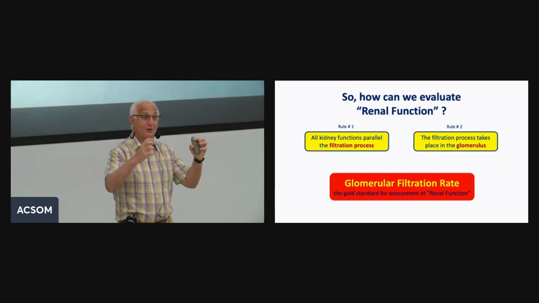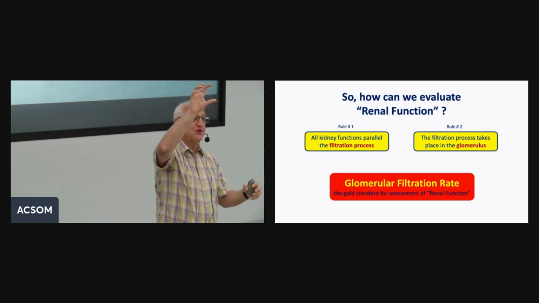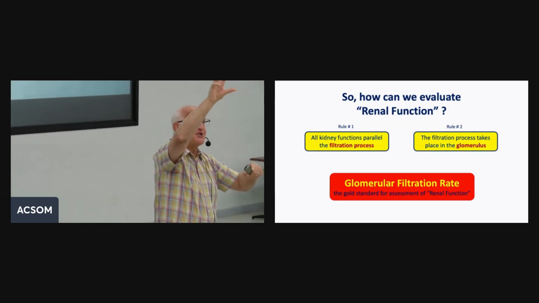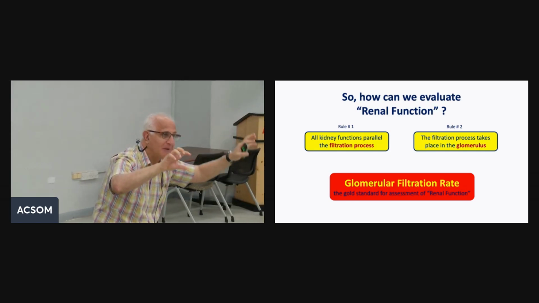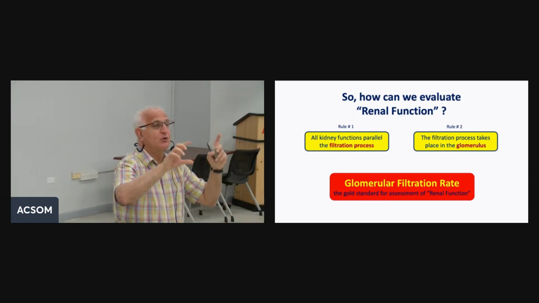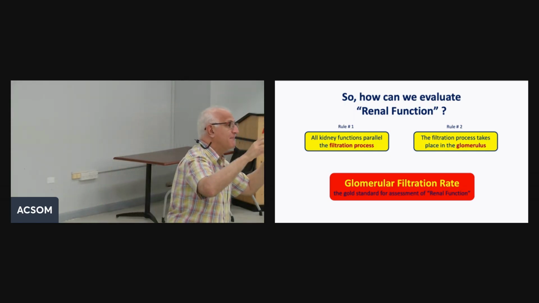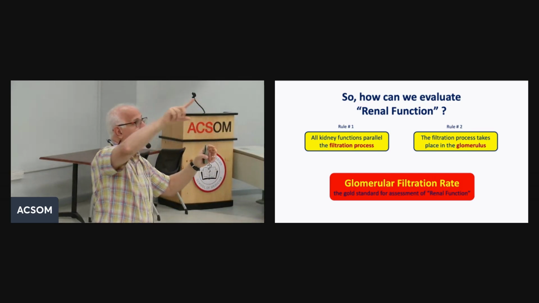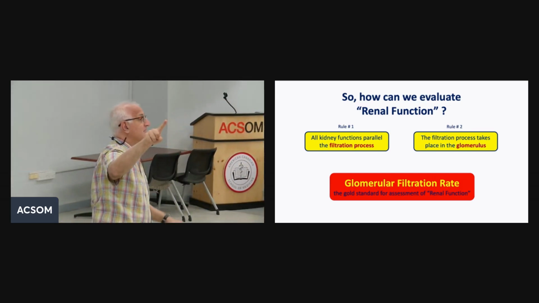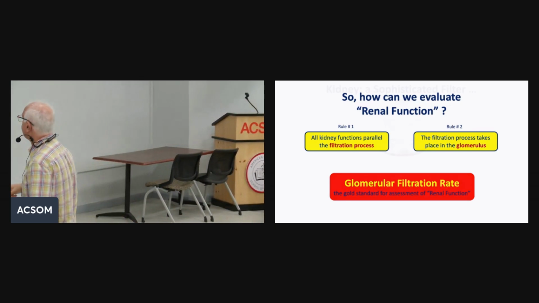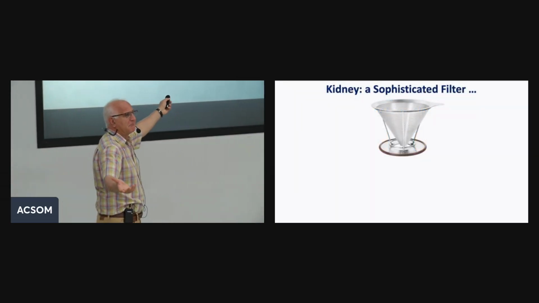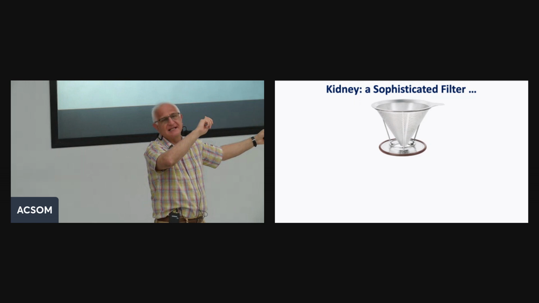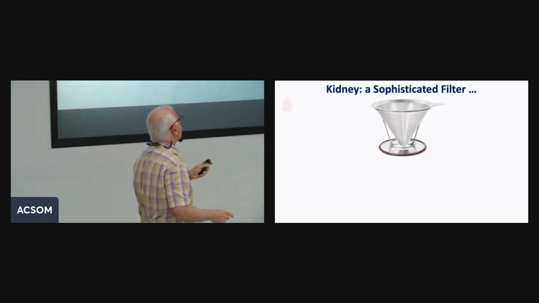You take the glomerular filtration rate and you adjust everything based on this. If my GFR is down, my ability to get rid of potassium will be down. My ability to do homeostasis for acid base is down. Everything will be parallel to this. Does that make sense? Perfect. Okay. If you think about it, the kidney is a big filter. The reality is, the kidney is a sophisticated filter.